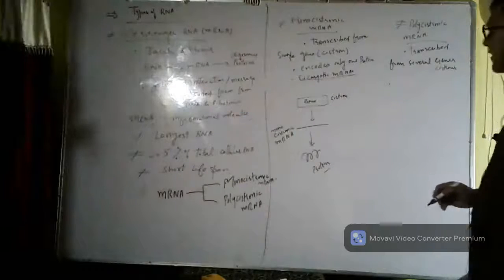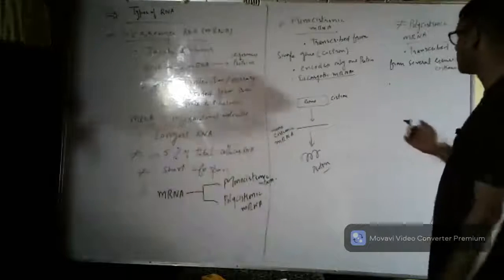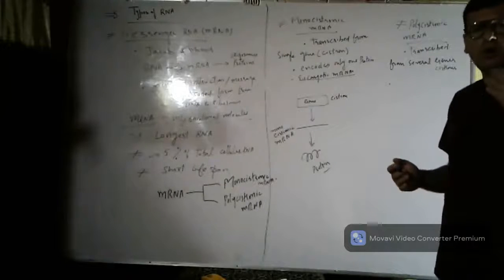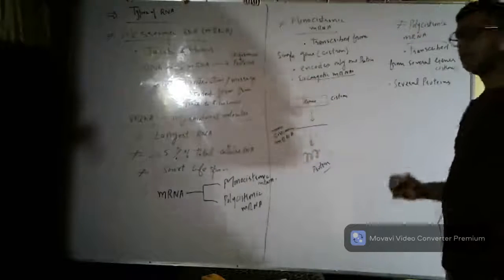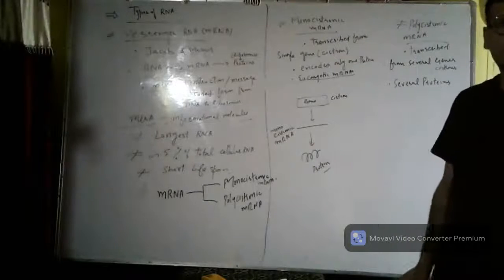Transcribed from several genes or cistrons. And polycistronic mRNA encodes several proteins. It encodes two or more than two proteins, that is, it encodes several proteins.